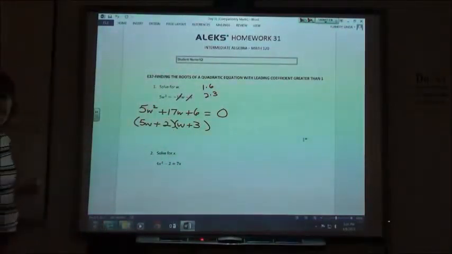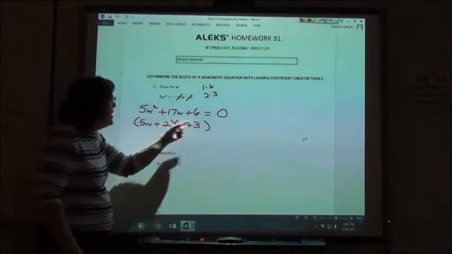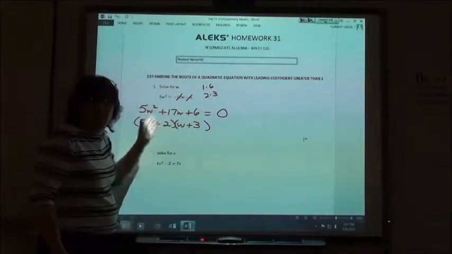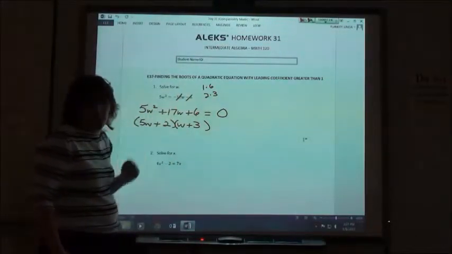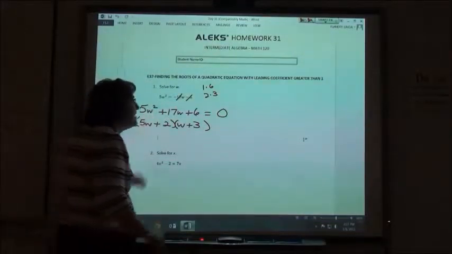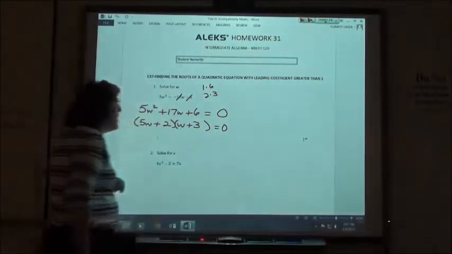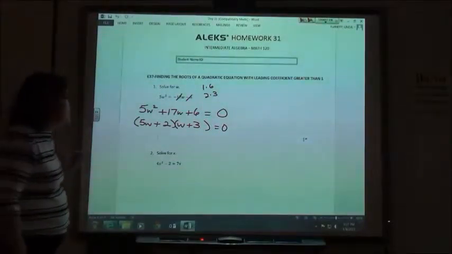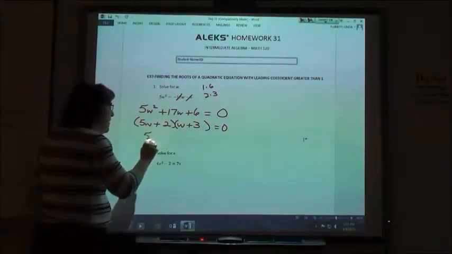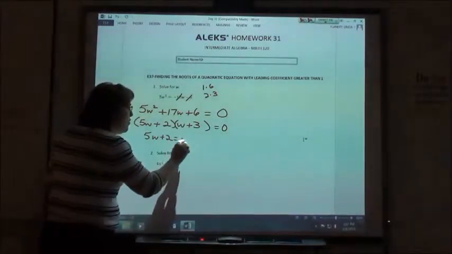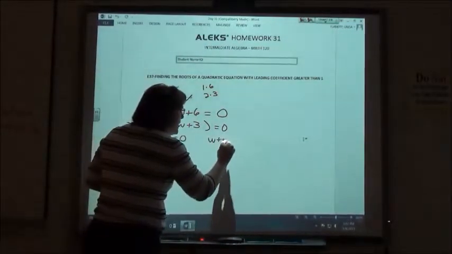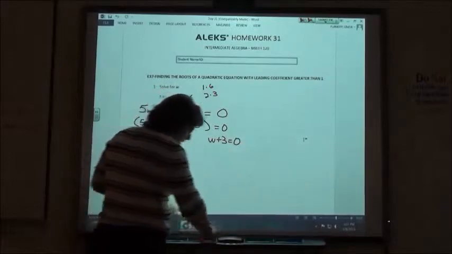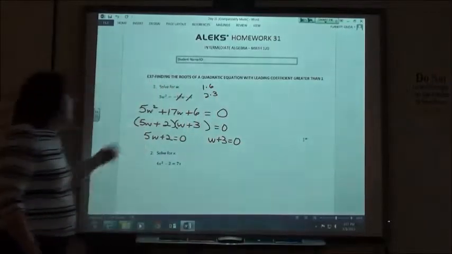The more you do factoring, the easier it gets. If you have to put them in, check it. If it doesn't work, switch them around, check it. If it doesn't work, try the next pair of numbers and keep guessing and checking until you find the right pair. Since these are equal to 0, I can now break it down into my 2 easier problems. 5w plus 2 equals 0, or w plus 3 equals 0. I'm then going to solve.